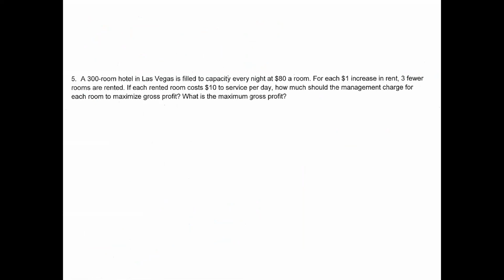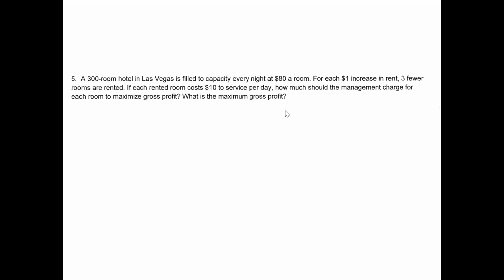All right, it says a 300 room hotel in Las Vegas is filled to capacity every night at $80 a room. For each $1 increase in rent, 3 fewer rooms are rented, because if it's going to be more expensive, then people might be less inclined to use the room. If each rented room costs $10 of service per day, how much should the management charge for each room to maximize gross profit? What is the maximum gross profit?